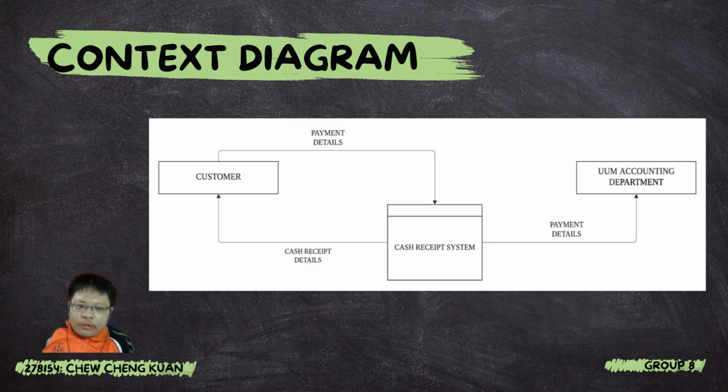After the process of the payment detail in the cash receipt system, the company will send the cash receipt detail to the customer. And also, the cash receipt system will post the payment detail to the UM accounting department to record the receipt of the cash from the customer.